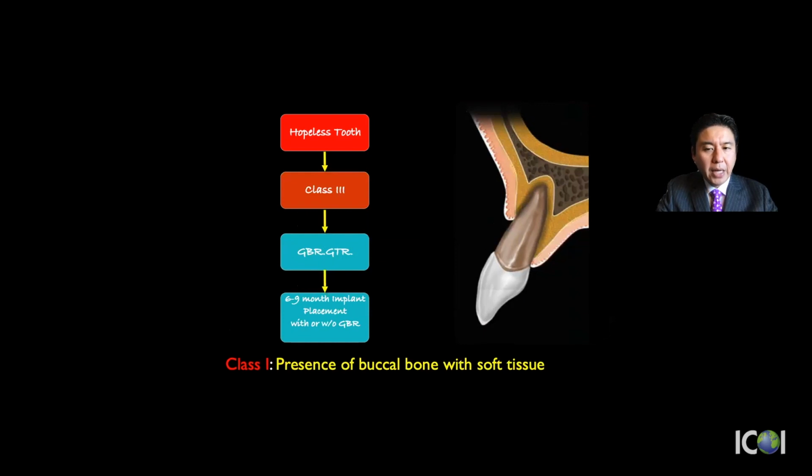How about class 3, which has no bone and no soft tissue? This time, you cannot do immediate implant placement. You allow healing, and then you do a GBR, a GTR, wait another 4 to 6 months, and then you do the implant later. That is a normal sequence. I know you guys have a lot of treatment plans and a lot of techniques, but this is the normal sequence for class 3.